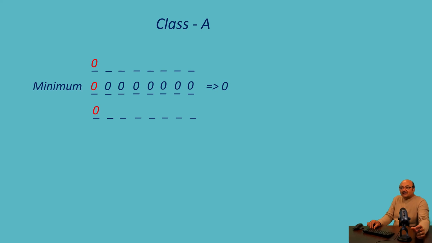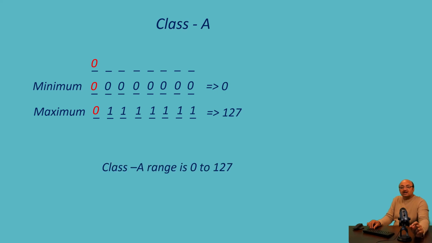Likewise, if I set the remaining 7 bits to all ones, that will give me a decimal equivalent of 127. This becomes my maximum value. So this is how I derive my range for class A. Again, the key thing to remember here is the bit position 128 value is always set to 0. Okay, that's how I get the range of 0 to 127.